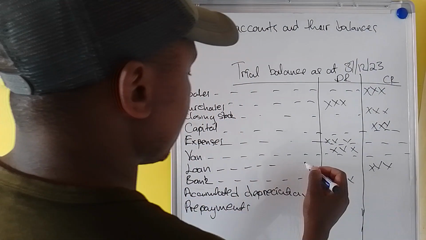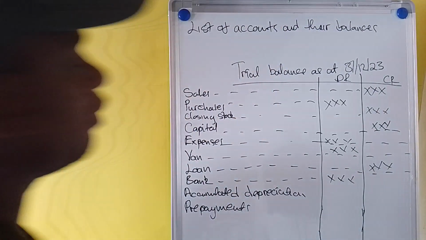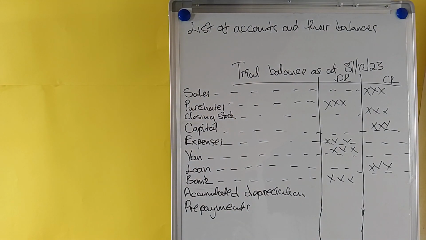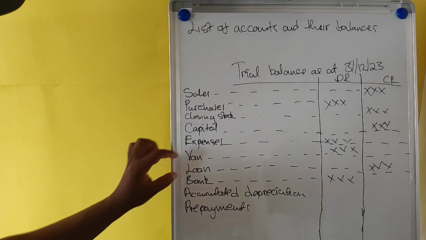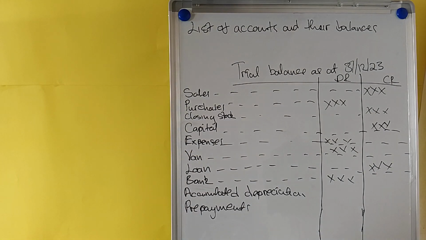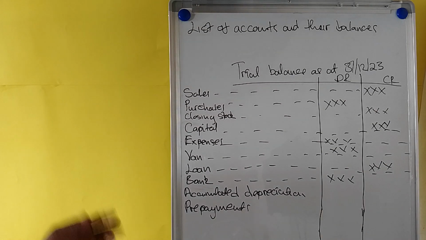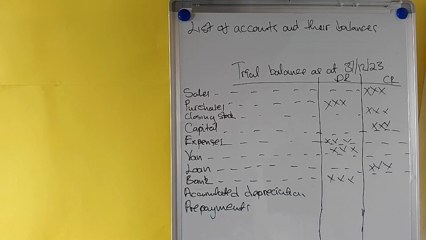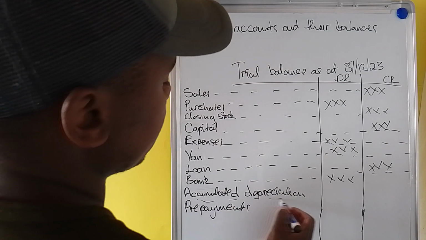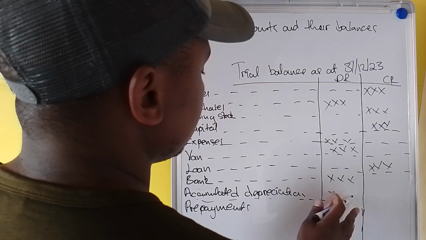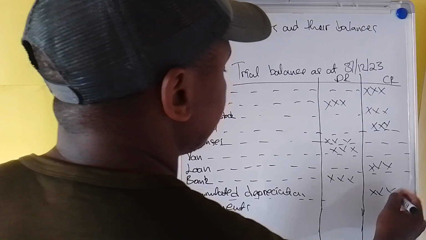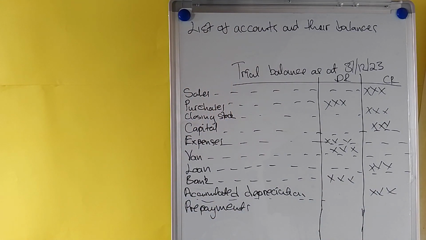We also look at accumulated depreciation. Accumulated depreciation reduces assets. For example, if we use our motor van for 3 years, it reduces in value. The reduction of the first year, the reduction of the second year, and the reduction of the third year in the form of depreciation, combined, become accumulated depreciation. So accumulated depreciation has a credit balance because it reduces the value of an asset.